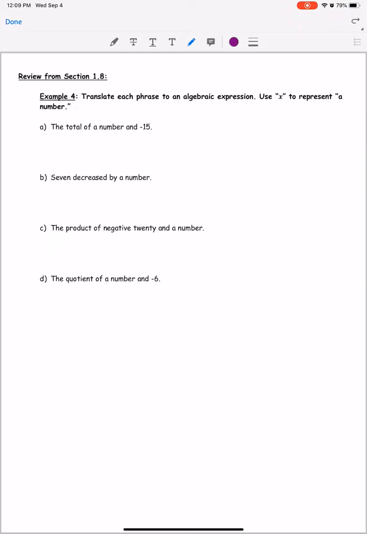Excuse me. So it says the total of a number and negative 15. Whoa, way off. Total here is a hint word for add. So we're adding a number and negative 15. So I've got x plus a negative 15.